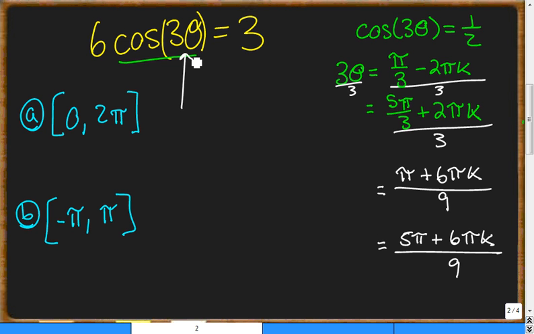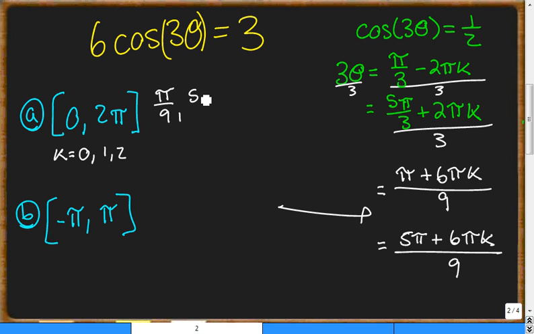Now, because I have this 3 theta here, that means that I'm going to have 3 times as many solutions in a normal range as I would. So for here, because of this 3, k is going to be 0, 1, and 2. So 3 options here are going to be made, and that is going to help me find all my answers pretty quick. So for my k being 0, I've got 2 options. So I'm going to have pi over 9 and 5 pi over 9.